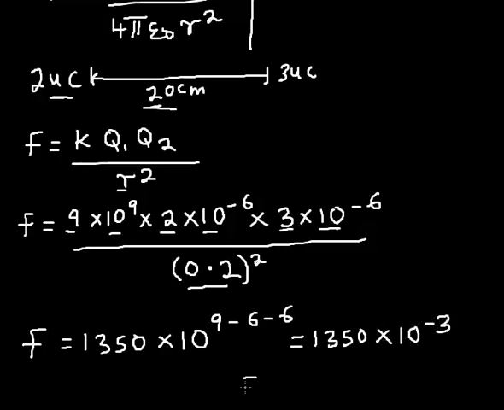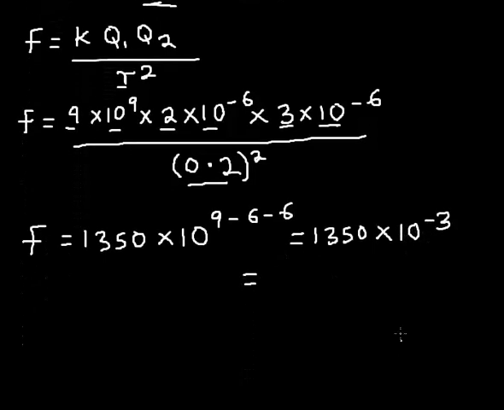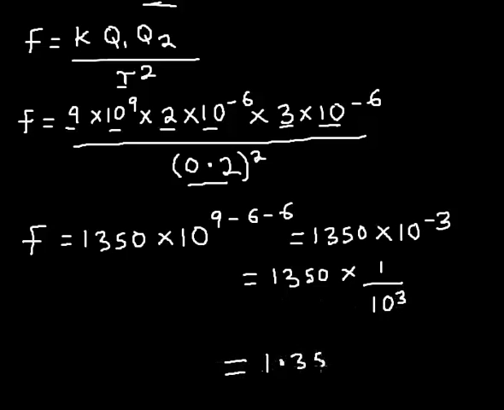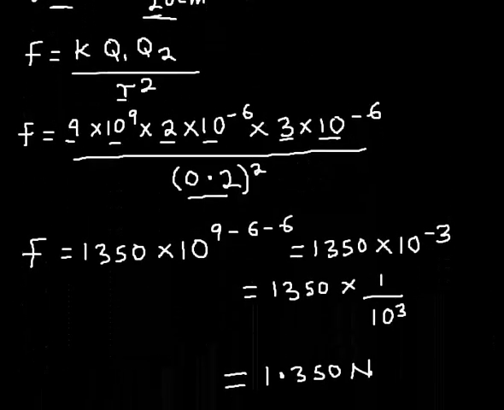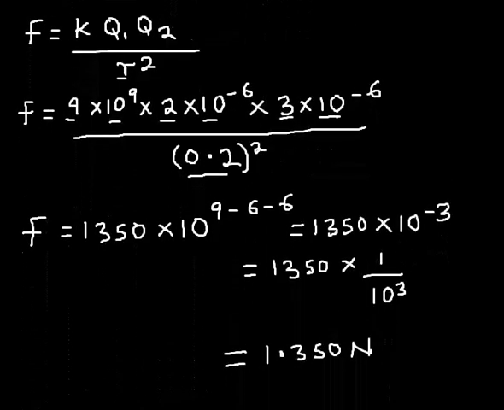Of course, you know very well that 10 raised to the power minus 3 is the same as 1 all over 10 raised to the power 3. Okay, these are simple indices. This is the same as expressing 1350 times 1 all over 10 raised to the power of 3, which is 1000. If I divide this by 1000, I'm going to have 1.350 Newton. So I hope that is well understood. All right. So that is how you evaluate electric force between two charges.